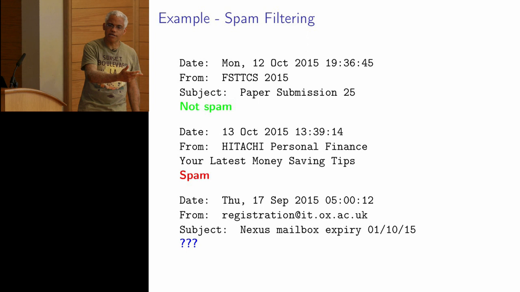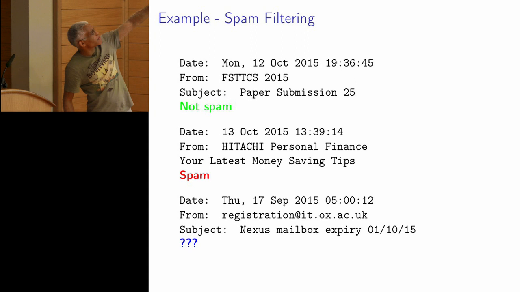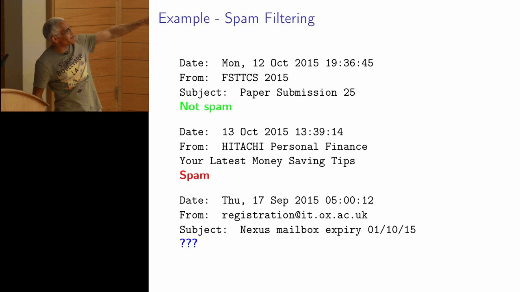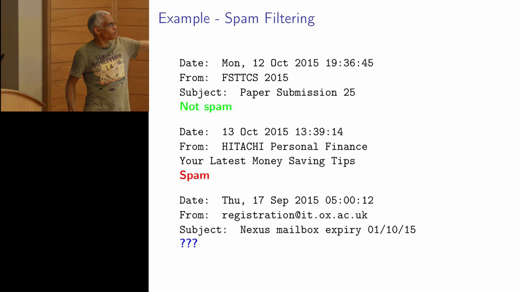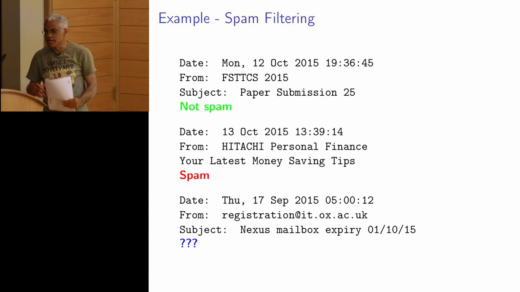And here, the first one is not spam. I think this was a real email, actually. I think they're all real emails, from my inbox back in the day. This one's not spam. This is spam. And this is the one. So somehow the first two are our training examples, and we want to classify the third email. Is it spam or not?